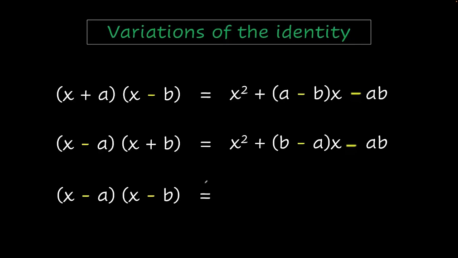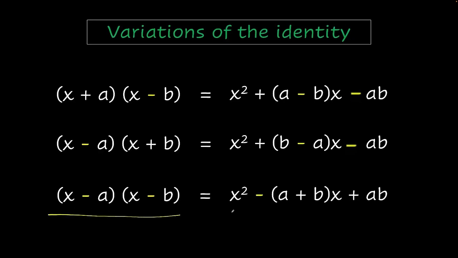Now one last variation is (x - a)(x - b). That gives you x squared minus (a + b) into x plus ab. So instead of plus, you have minus. (x - a)(x - b). So you get a minus here instead of a plus. So x squared minus (a + b) into x plus ab. These would also be pretty handy when you're solving some questions.